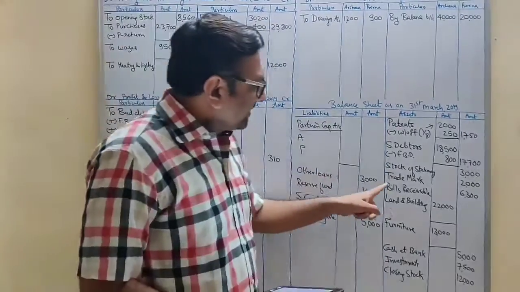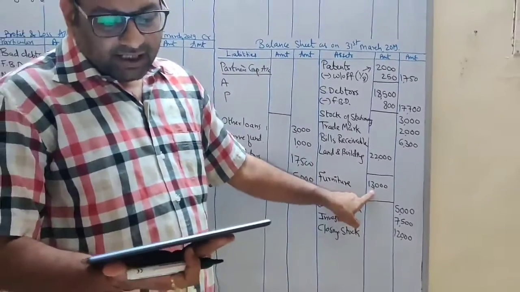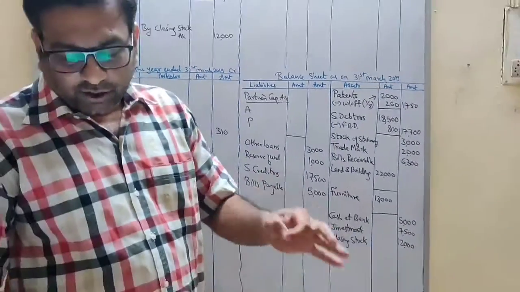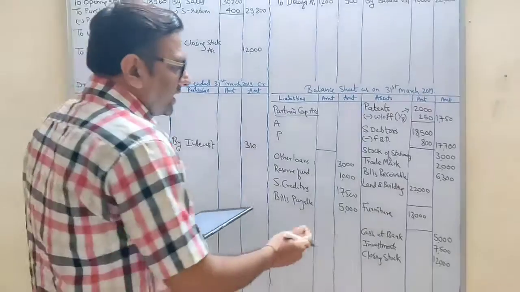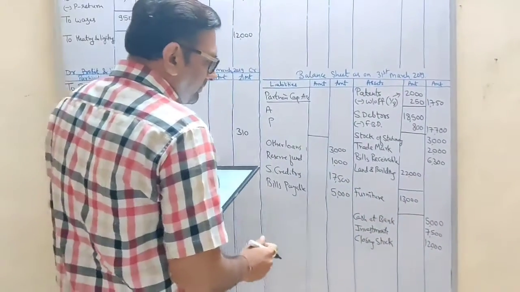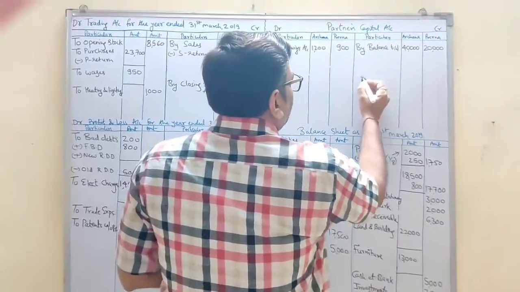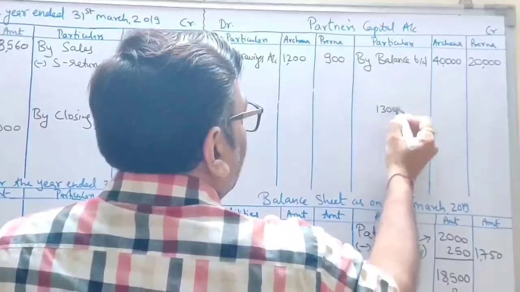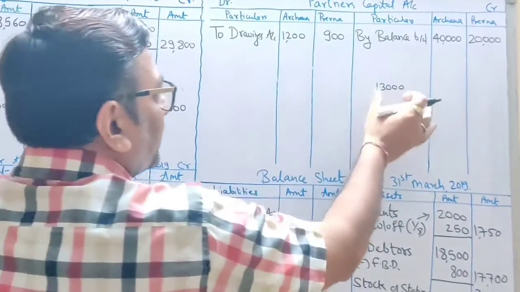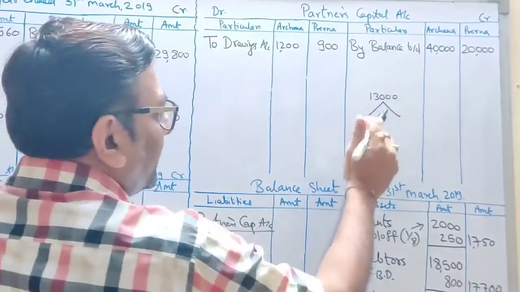So what is the furniture value, students, here? 13,000. And they are saying that the 5,000 furniture you have purchased on 1st of October. Now what you have to do is split this furniture. I don't have space, students, so I am doing a working note here. This is a working note. I am not writing inside the account. Since I don't have space, I am writing here.